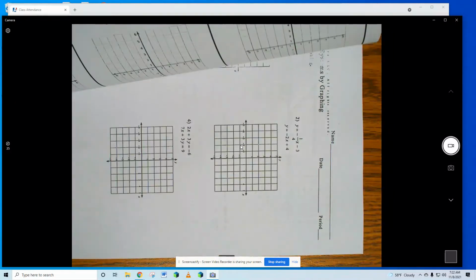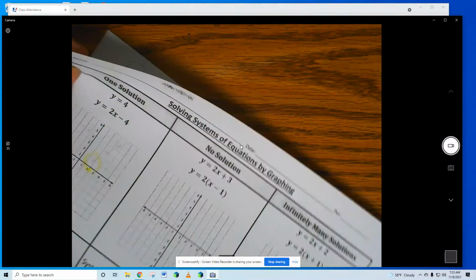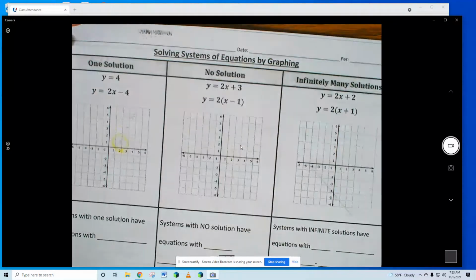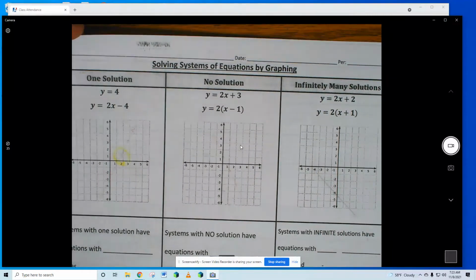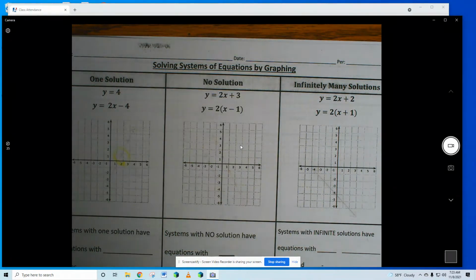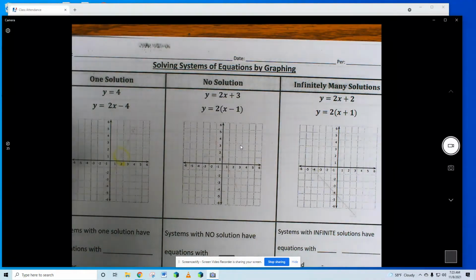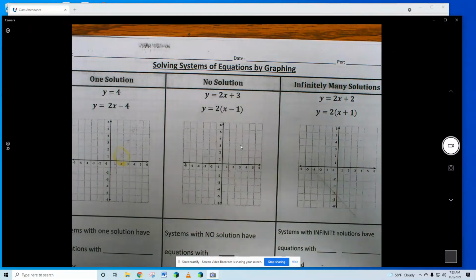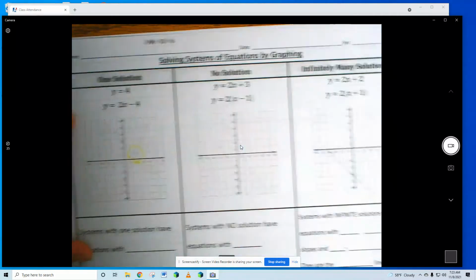Are we ready to turn the page? This backside is another example of one solution, no solution, infinitely many. But what I'm going to do is graph them, but I'm just going to graph fast. So you guys work on your own right now. I'm going to graph them on the screen, but I want you to graph them on your paper.